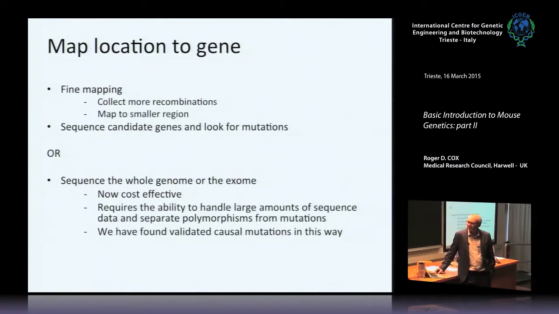As I said, sequencing may be more cost effective. Depends on where your major costs are, but for us, keeping mice is quite expensive. So there's a balance between breeding more mice and collecting more recombinations and going straight for sequencing, and then for some sort of functional demonstration that we've got the right mutation and gene.